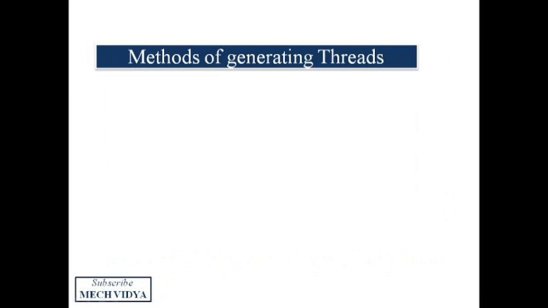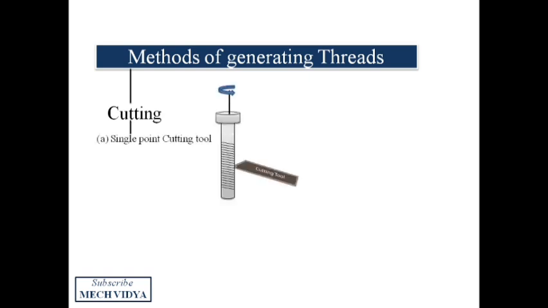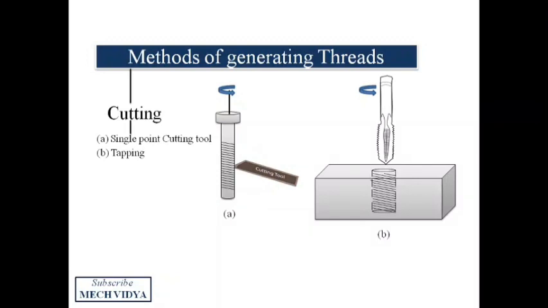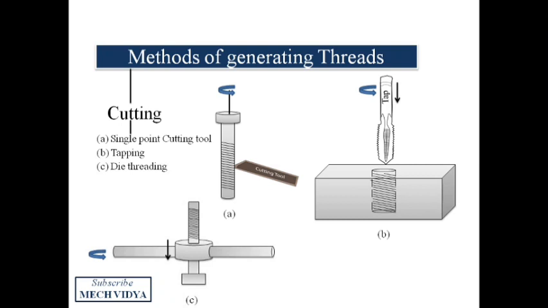The first most common way to generate thread is by a single point cutting tool in a lathe machine by removing a certain amount of material. The second thread cutting method is tapping, which is used to generate internal threads only. A specialized tool called a tap is rotated with respect to its axis and fed inside a plain drilled hole. And lastly, we can use a threaded die where the workpiece is inserted in the die opening and rotated.